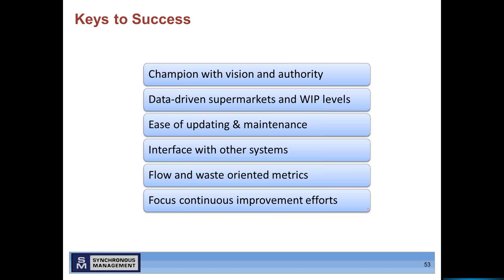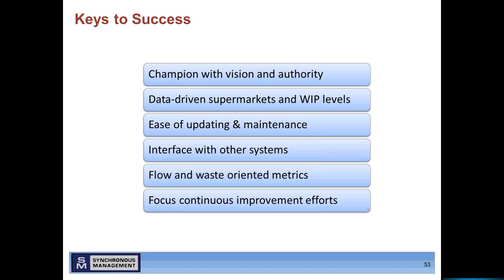You need to make sure that your supermarkets and work in process levels are data-driven. If you do that, you have another tool to help you improve your processes, because if you can calculate supermarket, you ought to be able to deconstruct the calculation into what's causing the supermarkets. And then you know what to work on to get better flow. Make sure the system can be easily updated and maintained. Be careful of getting into logistics that are cumbersome, a huge amount of non-value added activity for really no benefit or very, very little benefit. And make sure you update your supermarkets periodically, okay?